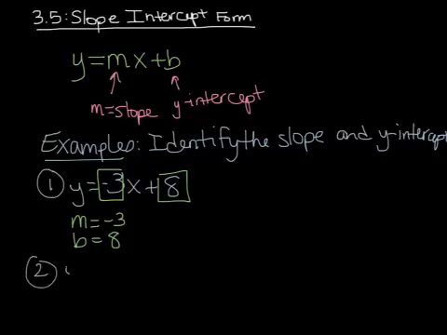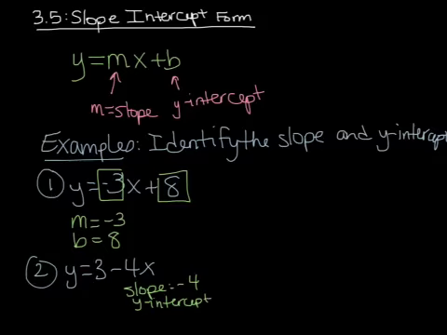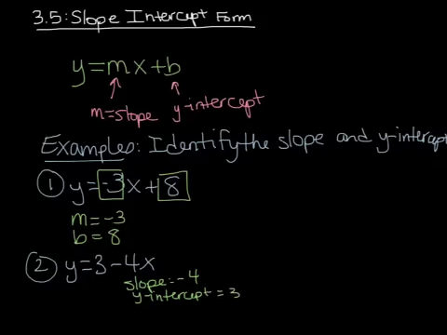Next example, also a pretty quick one. Once again, remember the slope is the value with the x. It's the coefficient of the x. In this case, the coefficient of the x is negative 4. Our y-intercept is the constant value, which is 3. So that's all we're going to do for those ones.